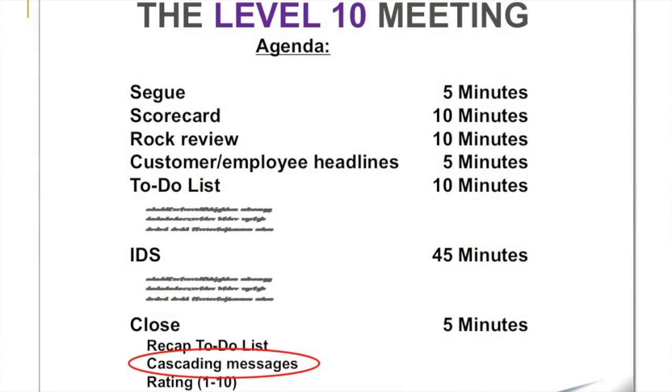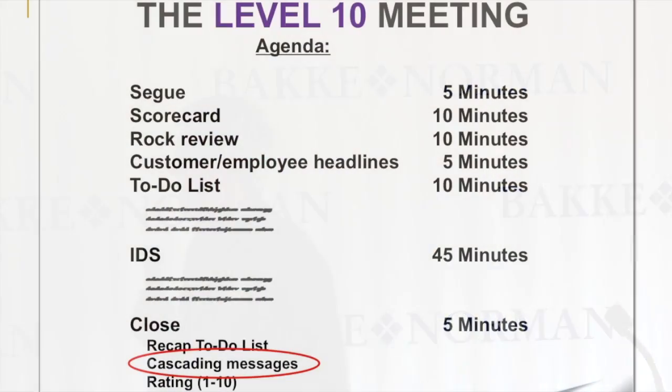The next component is the to-do list, which is the ongoing actions, 7, 14, and 21 days. And all we're asking is, are you on track or off track to getting that action completed? IDS is where the real meat is. And as you can see, 45 minutes or longer, depending how efficient we are inside of this meeting.